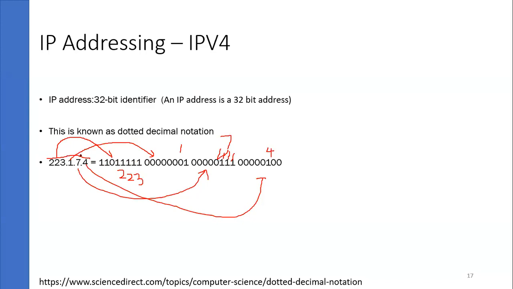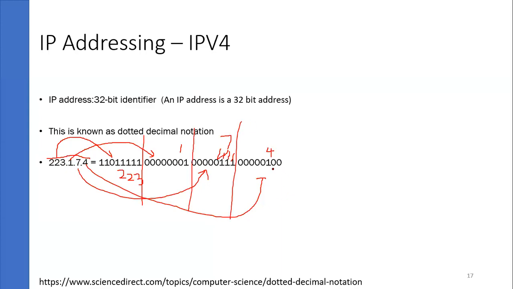Clear? What is this dotted decimal notation? Your binary values can be mapped into decimal dotted values, dotted decimal values. So that is not 223 point 1.7.4. No, that is not the interpretation. These are 4 separate components with 4 dots. That means it's separated by 8 bits.